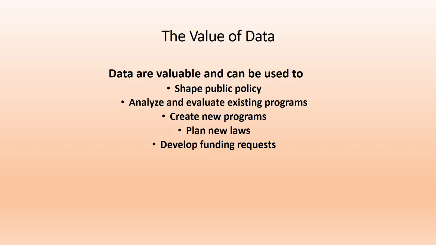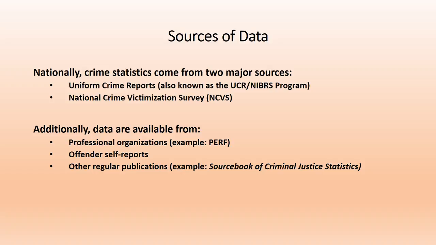What are the sources of data? That means where does the data come from, who collects the data, and who manages the data? Well, nationally, the crime statistics come from two major sources. One is the Uniform Crime Reports, also known as UCR. Some people say Uniform Criminal Reports. Students in the past have written this, but this is not correct. It's Uniform Crime Reports. The second one is the National Crime Victimization Survey, NCVS. Both of those acronyms you will have to know, UCR and NCVS.